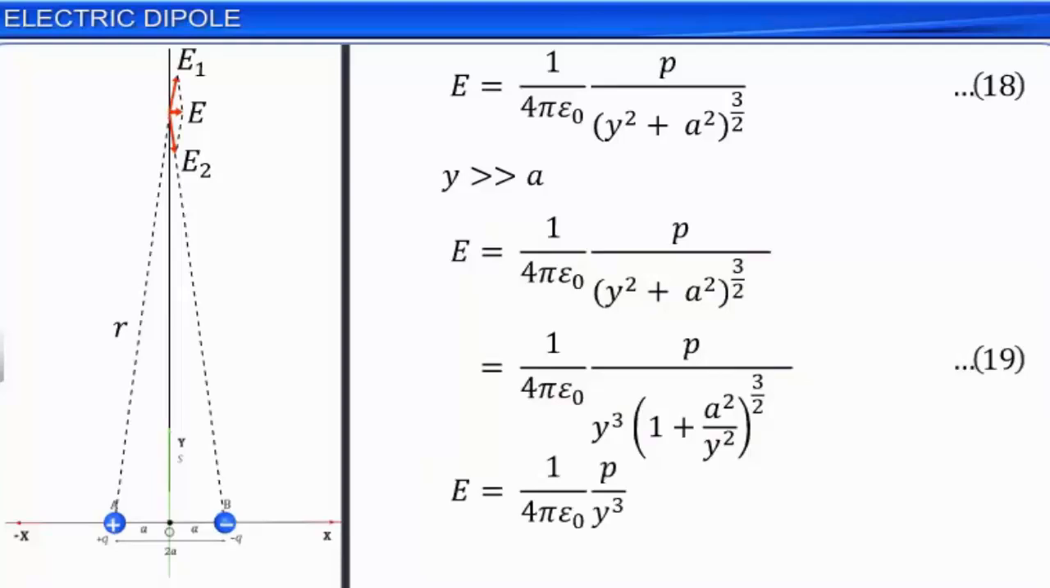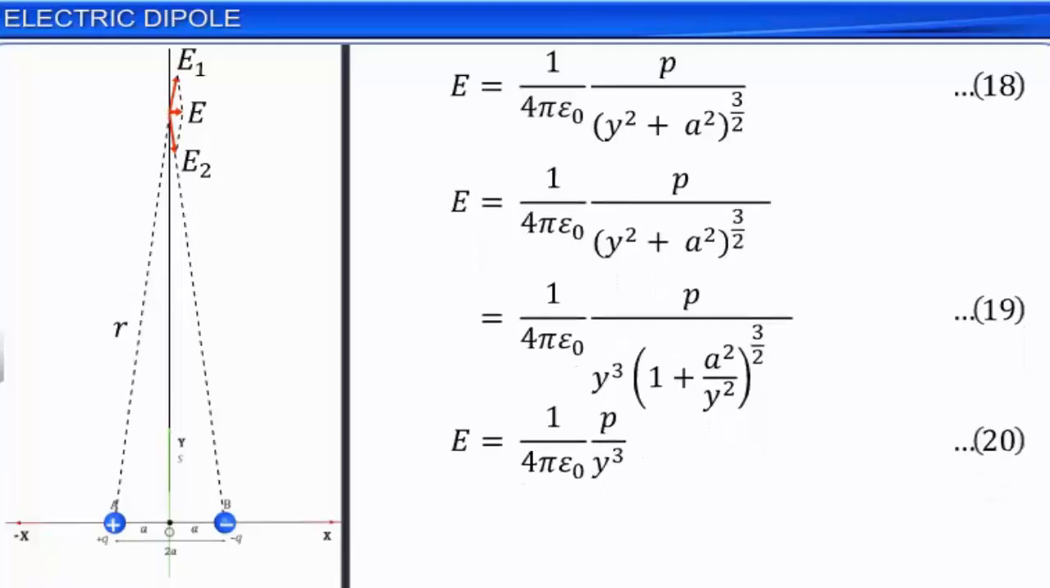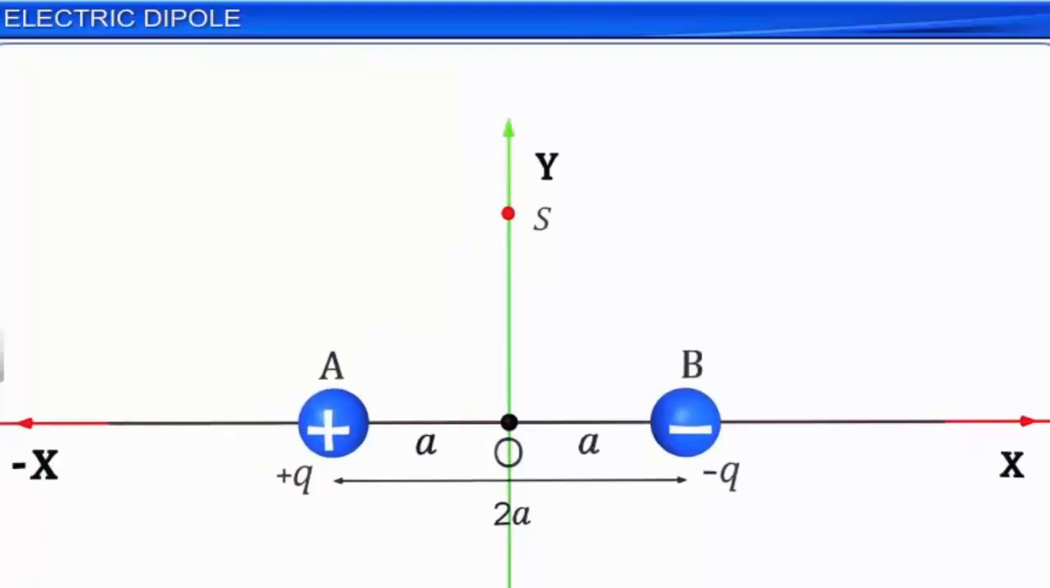In vector notation, electric field strength E can be expressed as shown in equation 21. The minus sign is used since the electric field strength E is opposite to the direction of the unit vector P cap. For a given dipole, the magnitude of the dipole moment P is constant. From the expression of the dipole moment, we get charge Q is equal to P by 2a. Hence, as the length of dipole 2a tends to 0, the magnitude of the charge Q tends to infinity, so that the dipole moment P is equal to 2aq becomes finite.